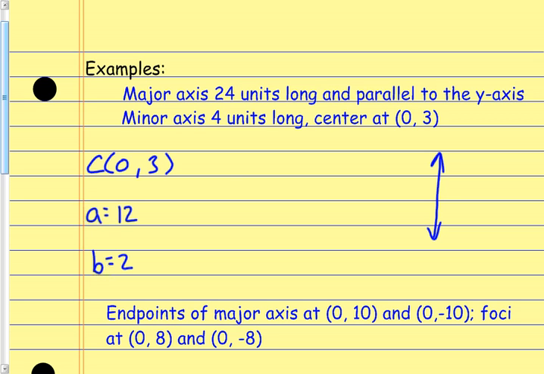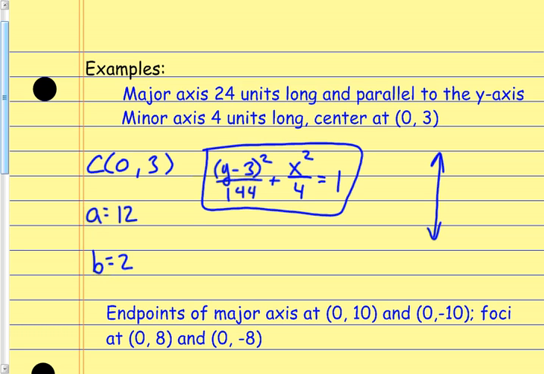So I do (y minus k) squared over a squared, which is 144, plus (x minus h). When I do x minus 0, it's just x, so I write it as x squared over b squared, which is 4, equals 1. And that's it.